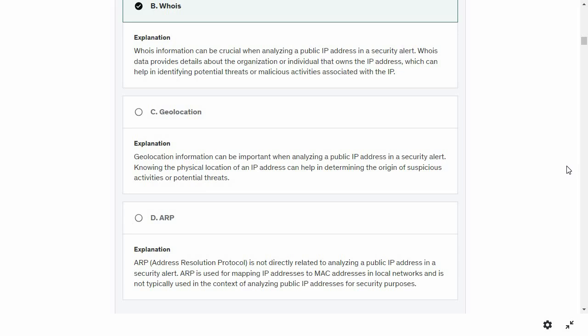ARP, Address Resolution Protocol, is not directly related to analyzing a public IP address in a security alert. ARP is used for mapping IP addresses to MAC addresses in local networks and is not typically used in the context of analyzing public IP addresses for security purposes. So ARP is not the correct answer for this scenario. The only correct answer for this scenario is who is.